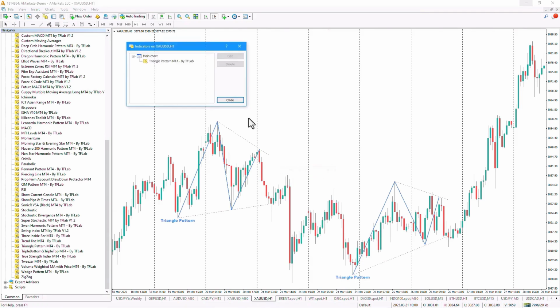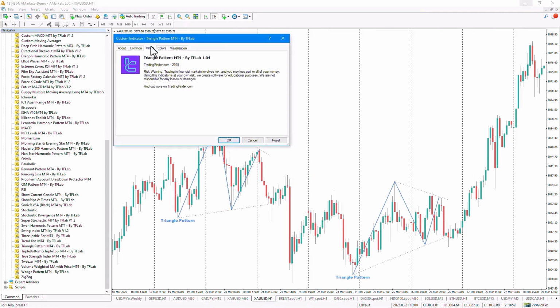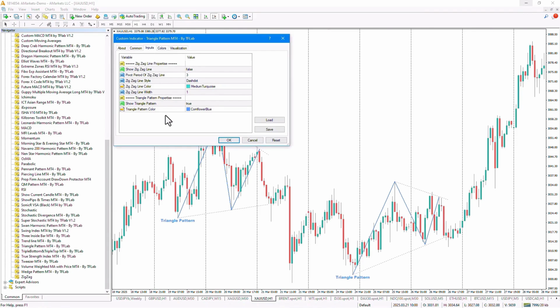In the Settings section under the Input tab, there are options available to us. In the first part, we can enable or disable the display of the zigzag lines. In the next section, we can adjust the pivot period of the zigzag lines, and the higher we set this value, it will identify longer-term pivots for us, and the lower we set this value, the shorter-term pivots will be displayed. I will set this value to 10.